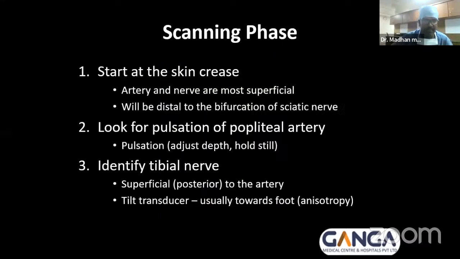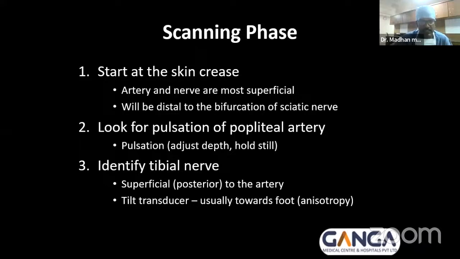Coming on to the scanning phase, whatever be the position of the patient, always start the scan from the popliteal crease. It is vital to start from the popliteal crease because of two points. One is that the artery and nerve are more superficial at the popliteal crease. And the other point is that at the popliteal crease, your sciatic nerve will always be divided into its two components, tibial and common peroneal.